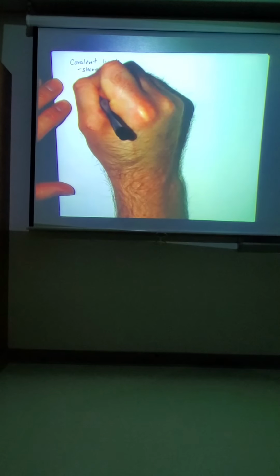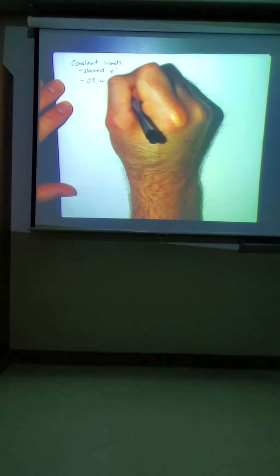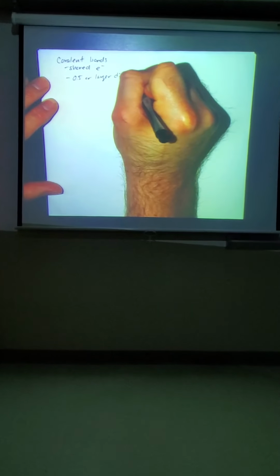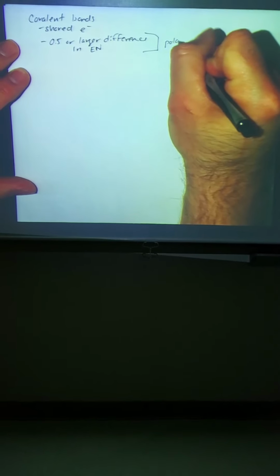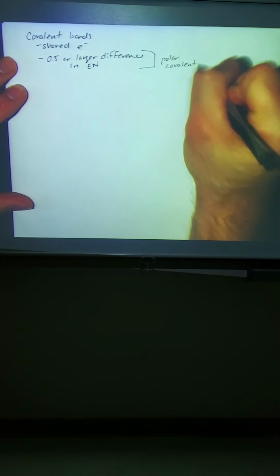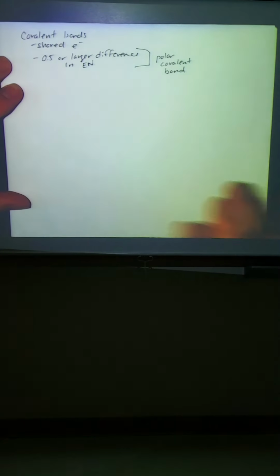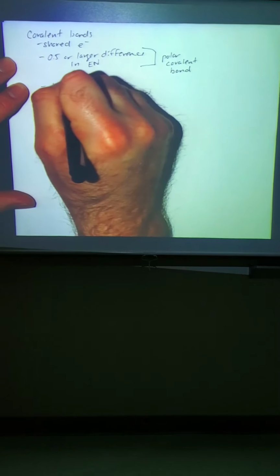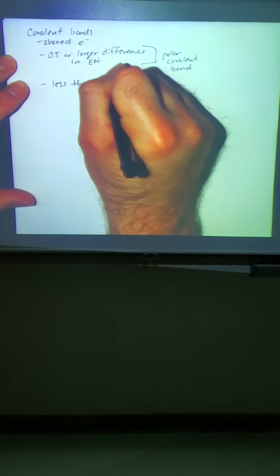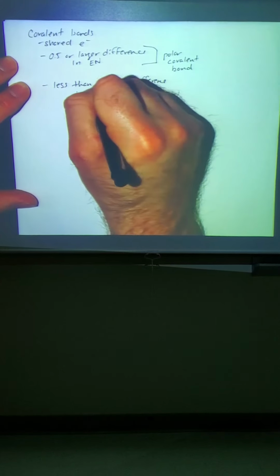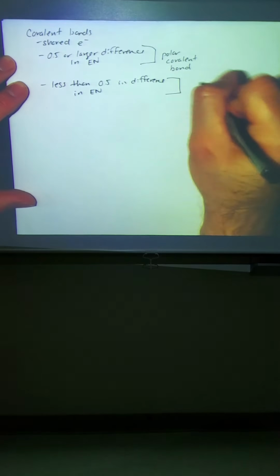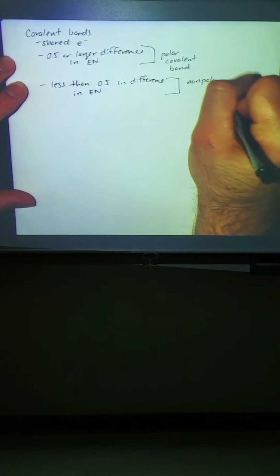If we subtract and we get a 0.5 or larger difference in electronegativity, when that happens, we're going to say this is a polar covalent bond. If we are less than 0.5 in difference, again, in electronegativity from that table, we're going to now say this is a nonpolar covalent bond.